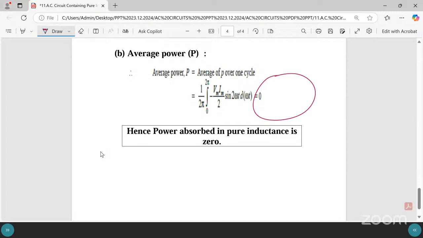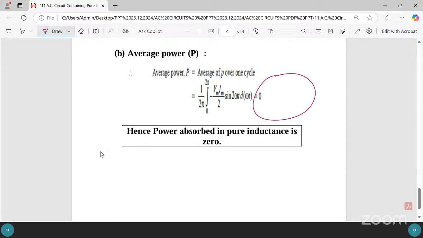If I take the 10th topic, pure resistance, we got the formula. What is the formula? P is equal to VI. Seventh result, pure resistance: P is equal to VI. If resistance is there, there is power consumption. Confirmed, because we got the formula. But here, what is the power? 0. Impossible case. But we have to analyze the circuits. Clear? Seven results is completed.